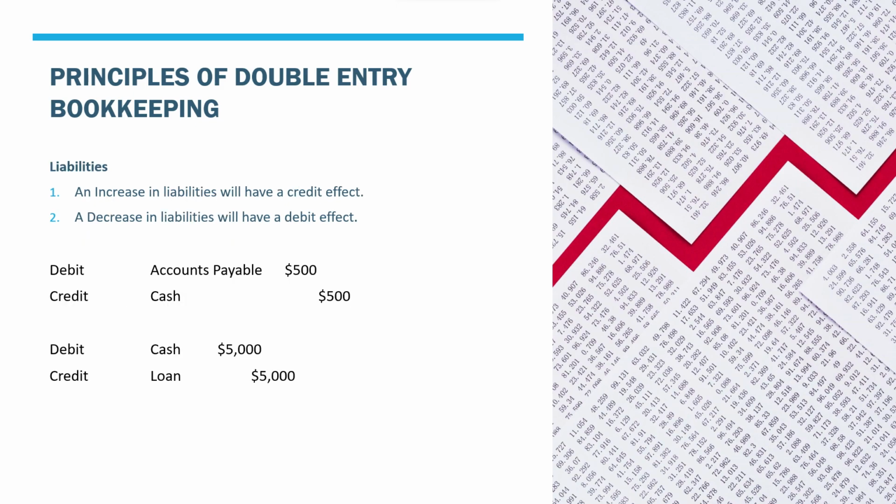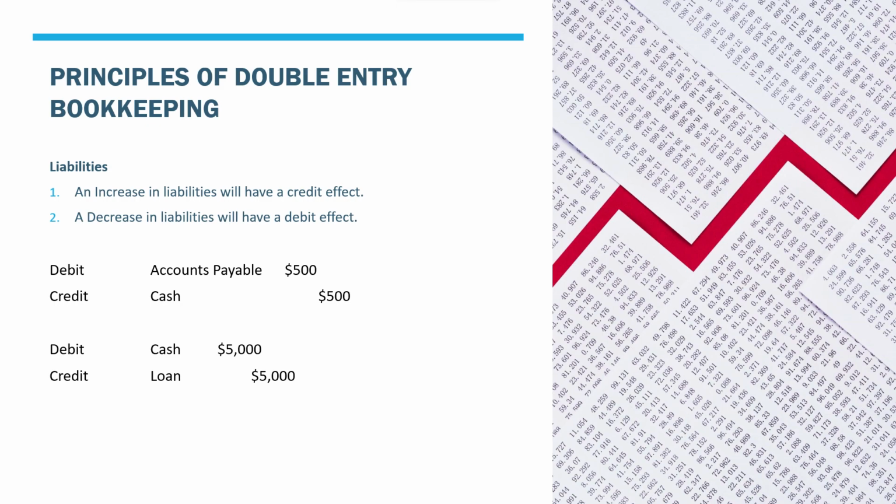The second category relates to business liabilities, and the double entry bookkeeping principles for recording of business liabilities are: 1. An increase in liabilities will have a credit effect. 2. While a decrease in liabilities will have a debit effect. I will explain these double entry bookkeeping principles with another simple example.